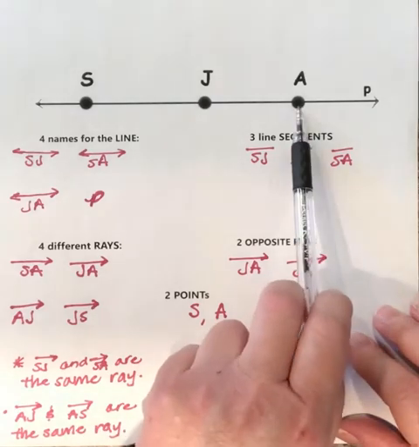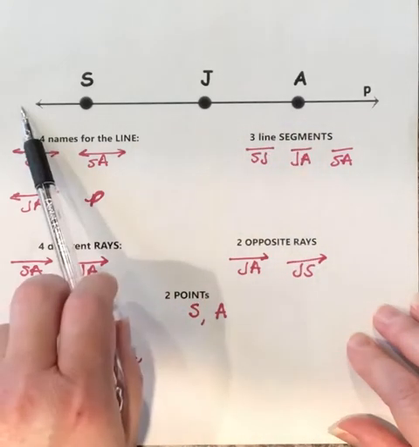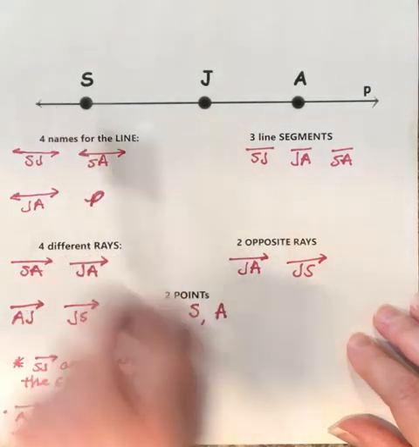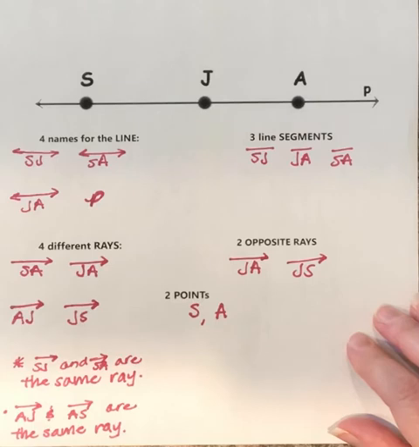AJ starts at A and goes in the direction of J. These are not the same ray because the endpoint and the direction were different. And JS starts at J and goes in the direction of S.